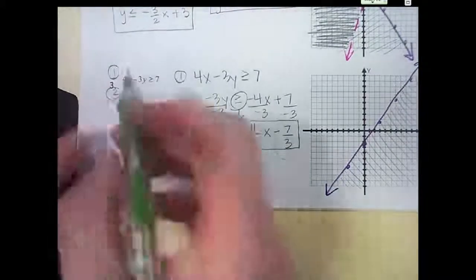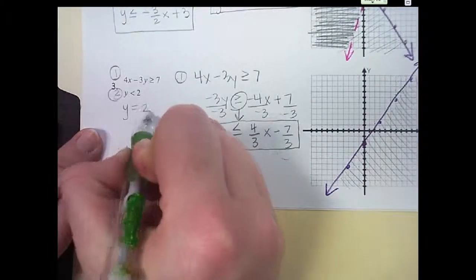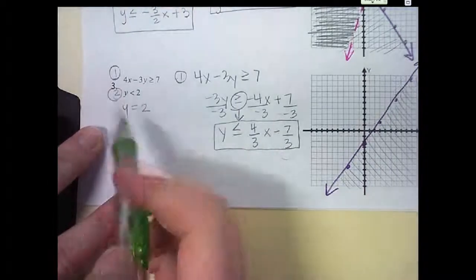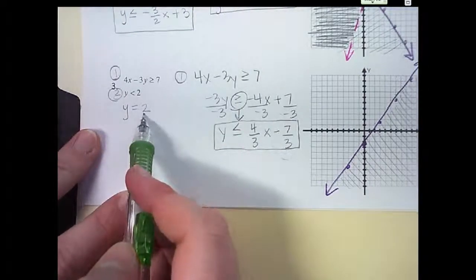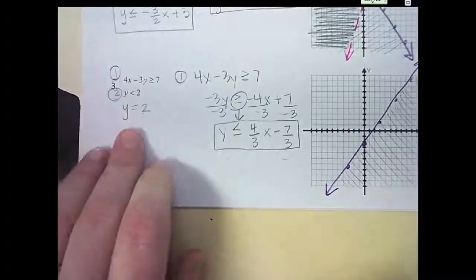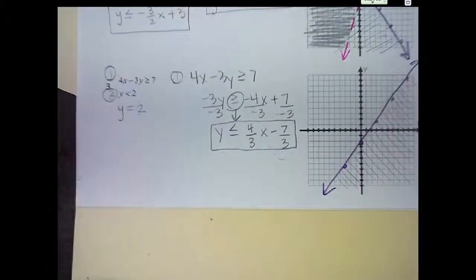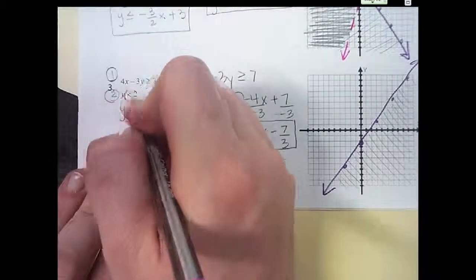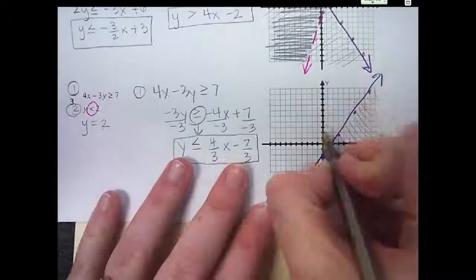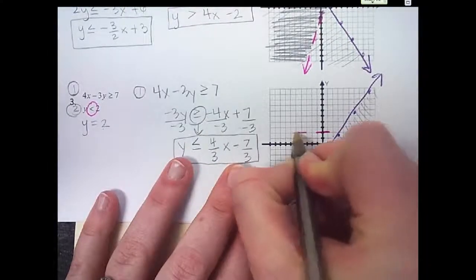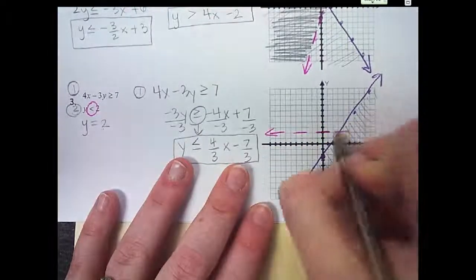Where it says y is less than 2, we've graphed y equals 2. How would I graph y equals 2? Through the y-axis or through the x-axis? Through the y, so it's a horizontal line. The only difference is because it is an inequality, there's no equal sign, it's going to be dashed. So through positive 2 on the y-axis is a horizontal line.